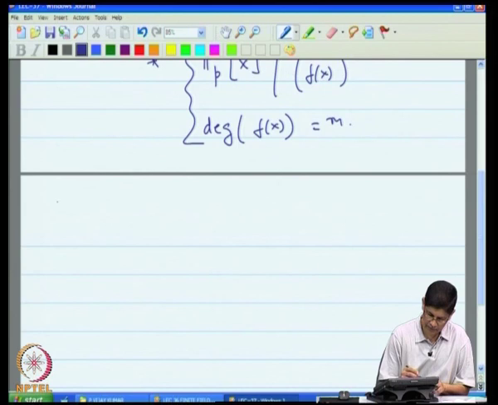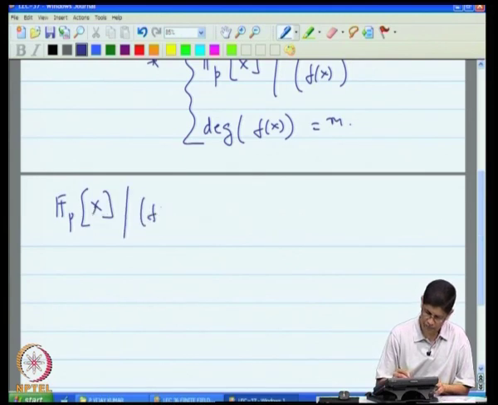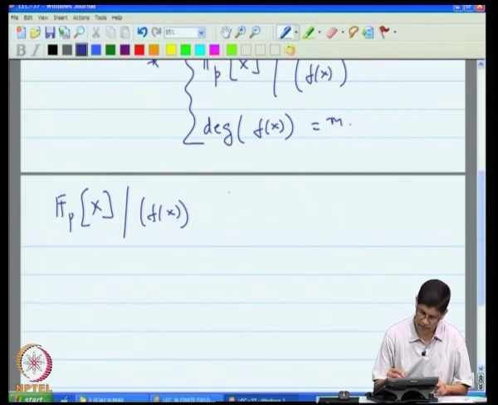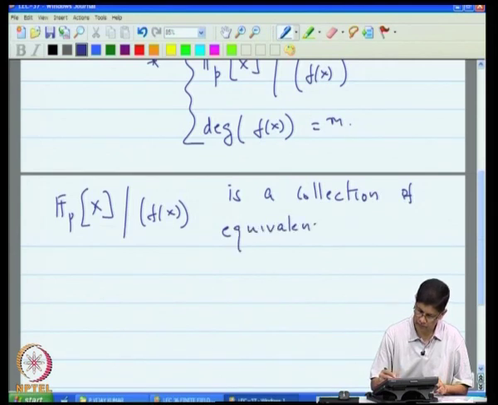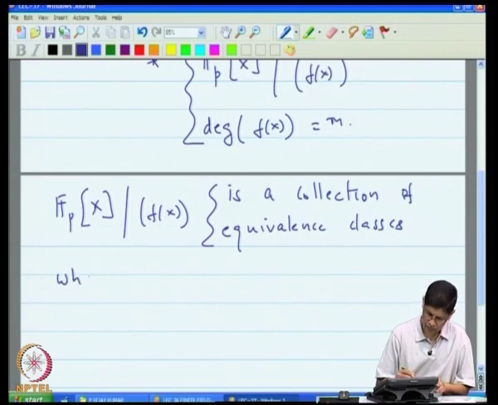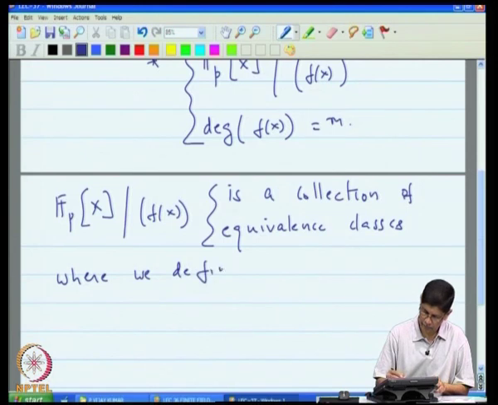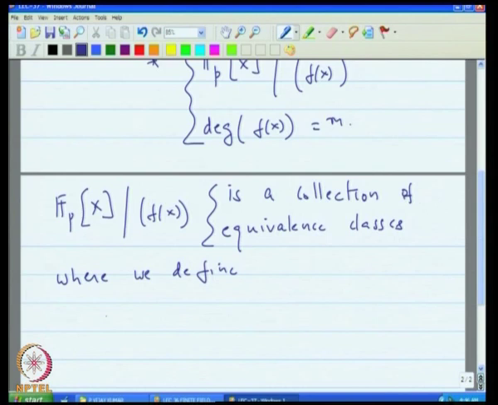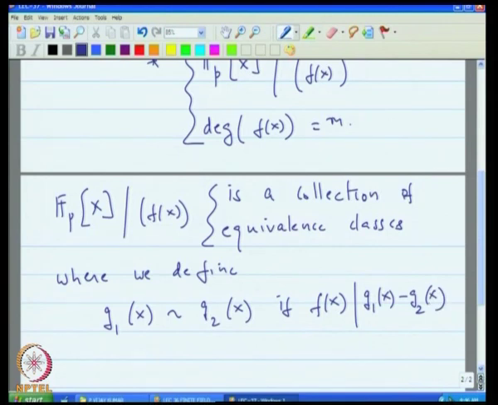First of all, a clarification: you should regard F_p[x] mod f of x as a collection of equivalence classes, where we define G1 of x to be equivalent to G2 of x if f of x divides G1 of x minus G2 of x.